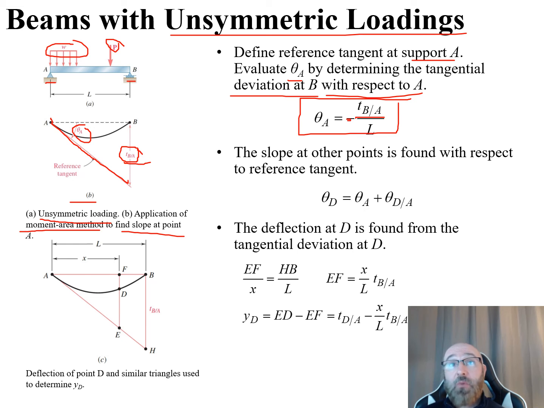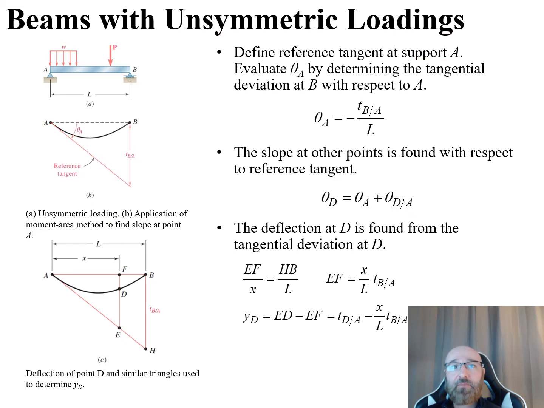Now the slope at other points is found with respect to the reference tangent, so our theta sub D at some other point along here is equal to our theta A plus our theta D relative to A. So the deflection at D is going to be found from the tangential deviation at D.